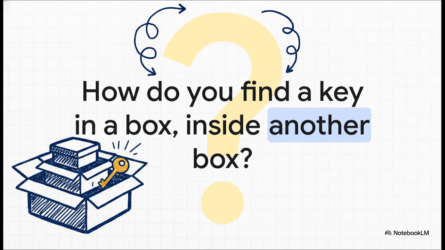Just imagine this. You have to find a key. Simple enough. The catch? It's hidden somewhere inside a set of Russian nesting dolls. You know, those boxes inside of boxes inside of boxes. So you open the first big box, and all you see are more boxes. What's your strategy here? How do you find that key?